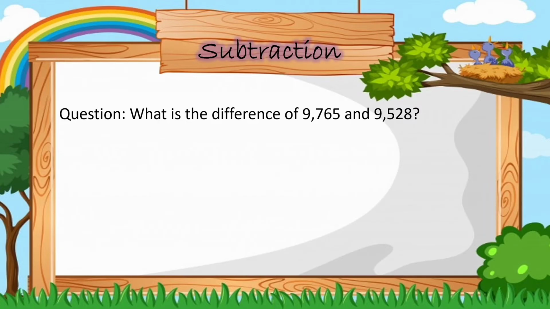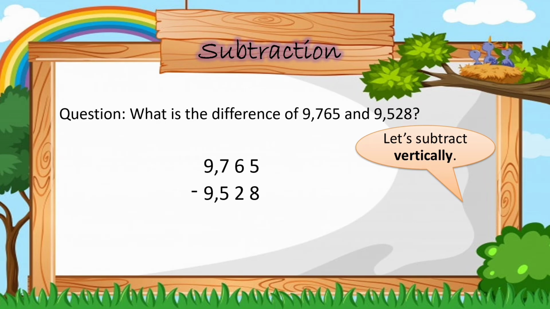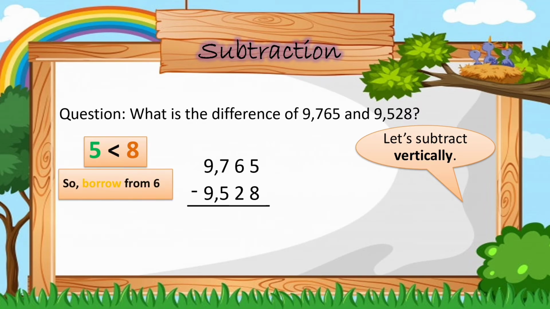Proceed. Okay, remember the subtraction? What is the difference? If it's difference, it means you will subtract. So what is the difference of 9,765 and 9,528? Now we have to subtract vertically so that it will be easier to get the answer. You should align the numbers digit by digit. Now 5 minus 8. Since 5 is smaller than 8, we cannot subtract right away. We need to borrow from 6. So 5 becomes 15 and 6 becomes 5. Now we can proceed, 15 minus 8.